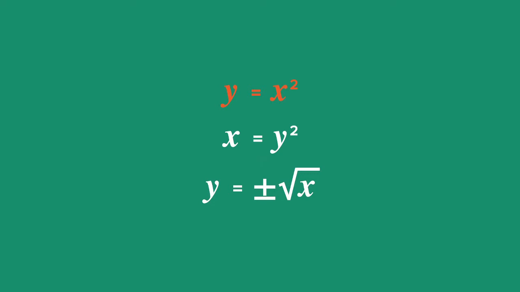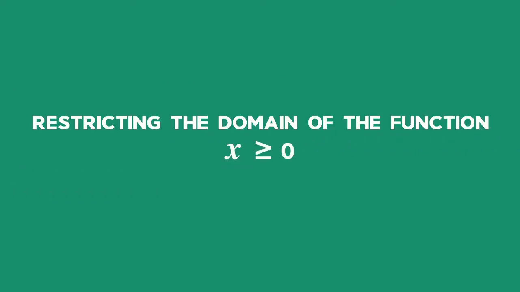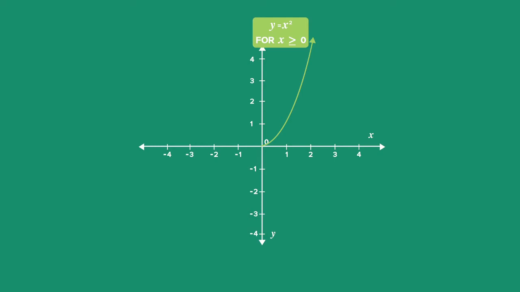We can restrict the domain of the quadratic function to only the positive x values. For x greater than or equal to 0, the graph will have only y values on the positive y-axis. Now, the inverse of this restricted graph can be drawn using the y equals x line. The y values of the inverse will be restricted to only positive values.